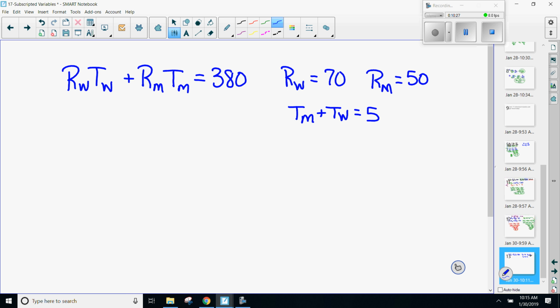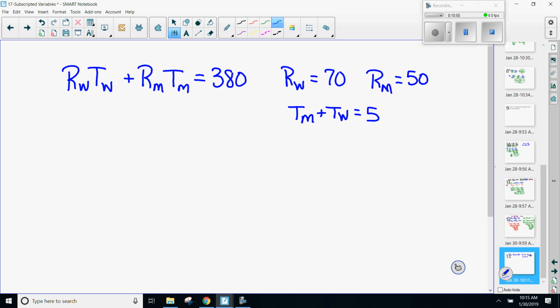So if Wilson drives at 70 miles per hour, and Macy drives at 50 miles per hour, and the combined time that the two of them drive is 5 hours, I want to know how long each one of them drove for.